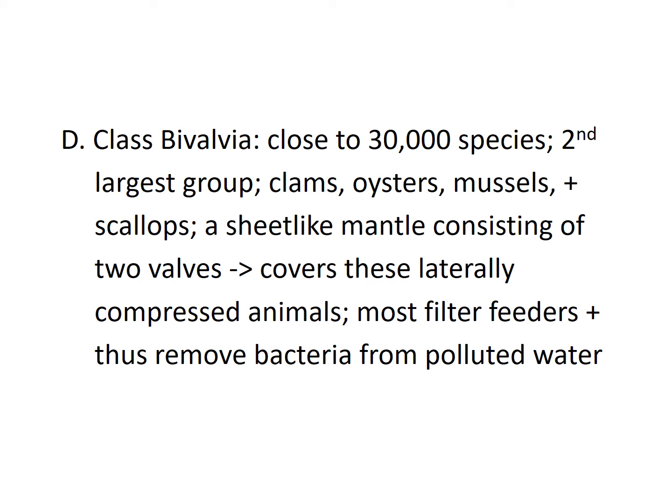So the first group or class we're going to look at today are the bivalves. There's close to 30,000 species, and they're the second largest group. And it includes animals such as clams, oysters, mussels, and scallops. They have a sheet-like mantle consisting of two valves, or shells, and it covers these laterally compressed animals. Most are filter feeders, and they even have the ability to remove some bacteria from polluted water.